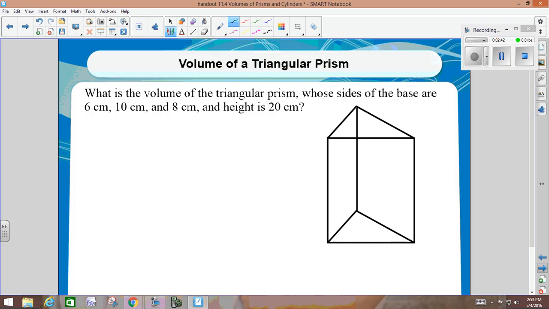Find the volume of a triangular prism whose sides of the base are 6, 10, and 8, and the height is 20. So it's a triangular prism, so that means the shape of the base is a triangle. So they give me the 3 side lengths, 6, 10, and 8. I'm going to label the bottom triangle here. Which one would best be labeled as 6? Okay. Which one would best be as 8?